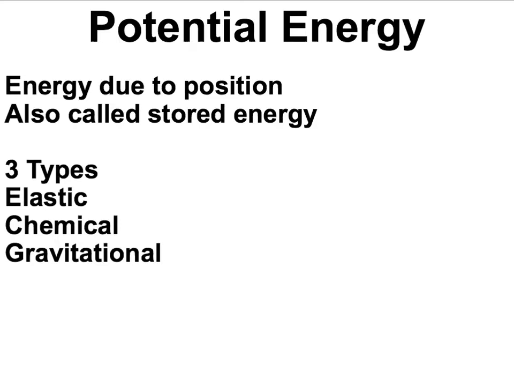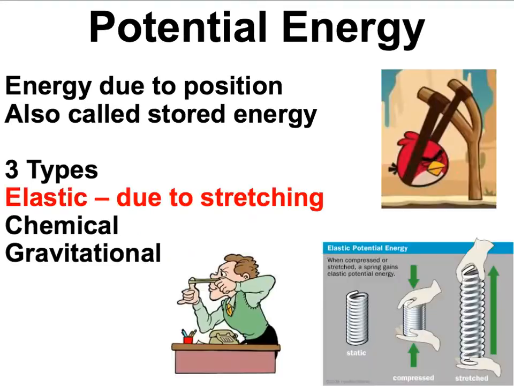Sometimes it's called stored energy. And under the category of potential energy, there are 3 types: elastic potential energy, chemical potential energy, and gravitational potential energy. Now what we're going to do is look a little bit closer at each of those 3 types, give a definition, and give some examples. Let's look at elastic potential energy.